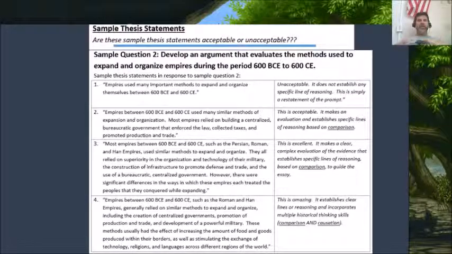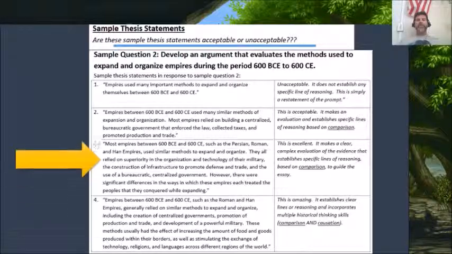So it's kind of up to you to decide, like, okay, well, how did these empires expand and organize? And then focus on, well, what were the similarities and differences? Or what were the effects? Or what were changes and continuities over time within those? And basically put together an argument based on some thinking skill as it relates to this.